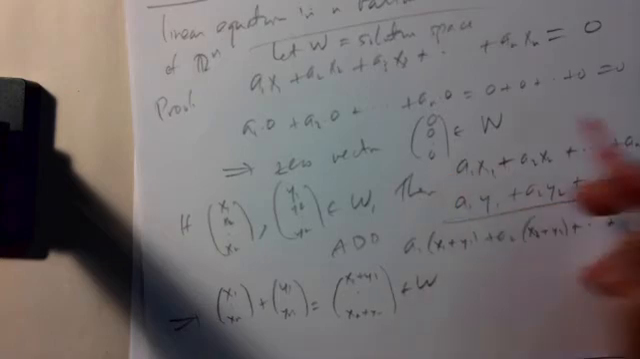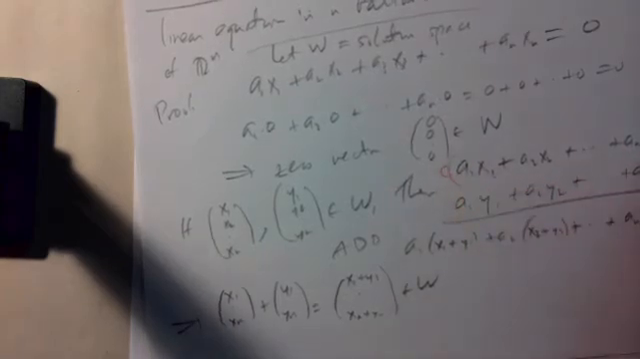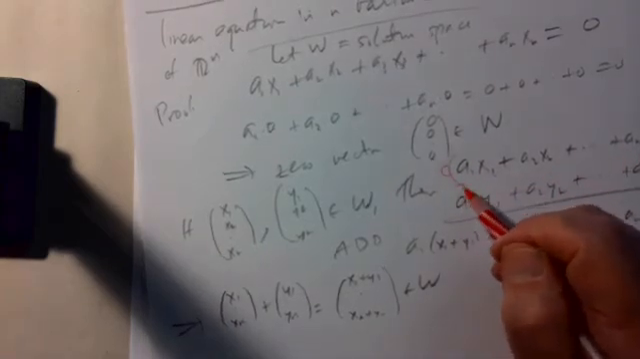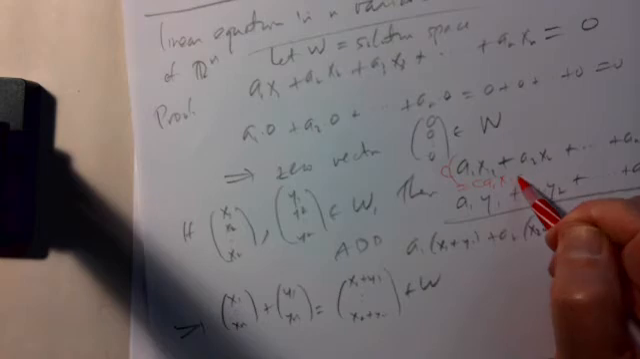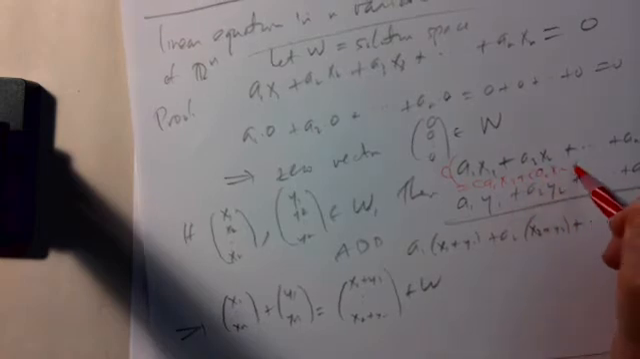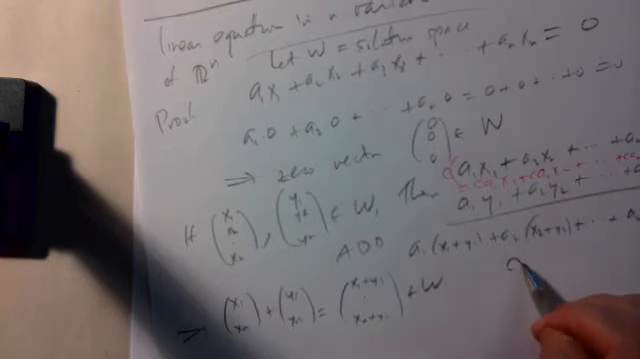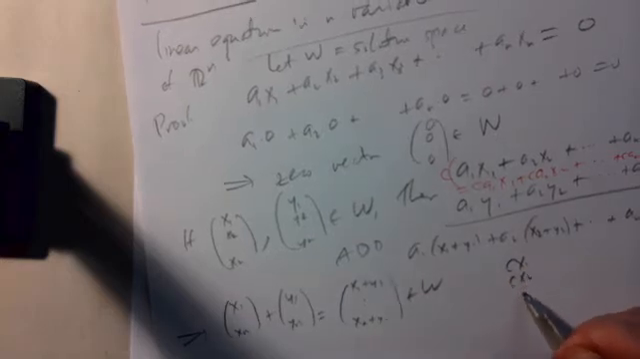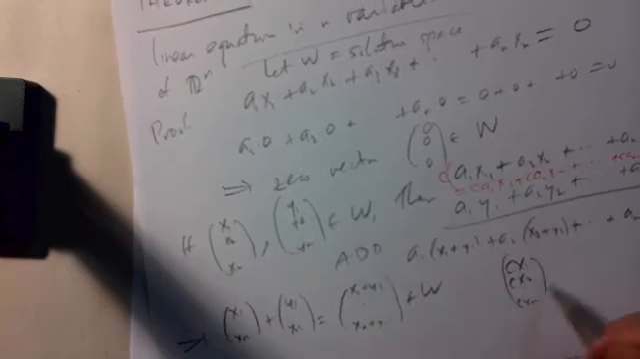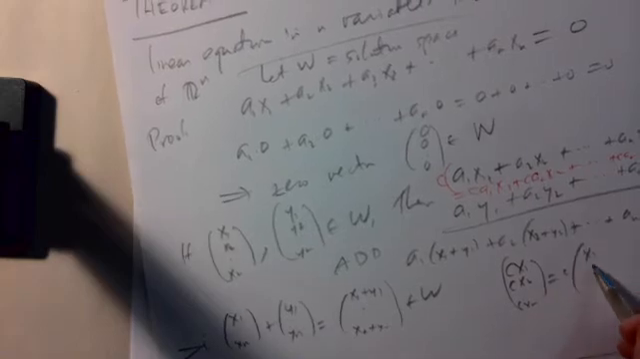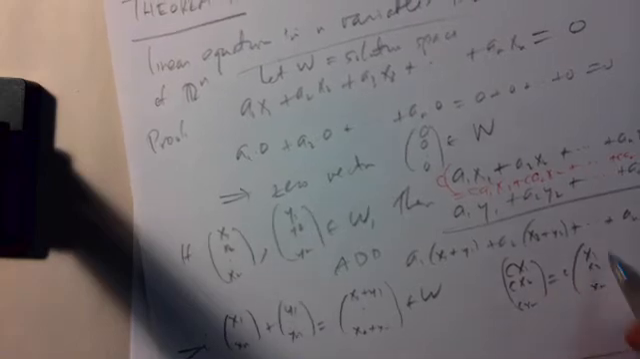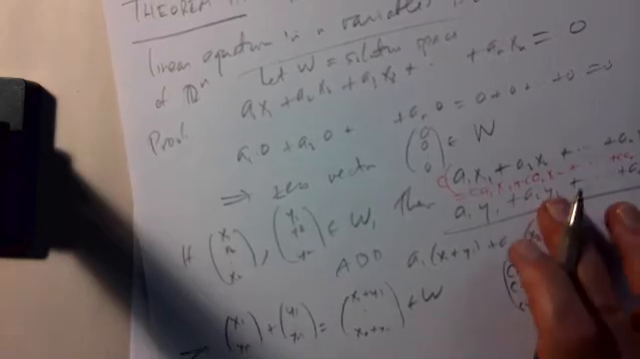And if I take this equation and I multiply it by c, I get ca1x1 plus ca2x2 plus canxn equals 0. So the vector cx1, cx2, cxn, which is c times the vector x1, x2 down to xn, this is also in W.